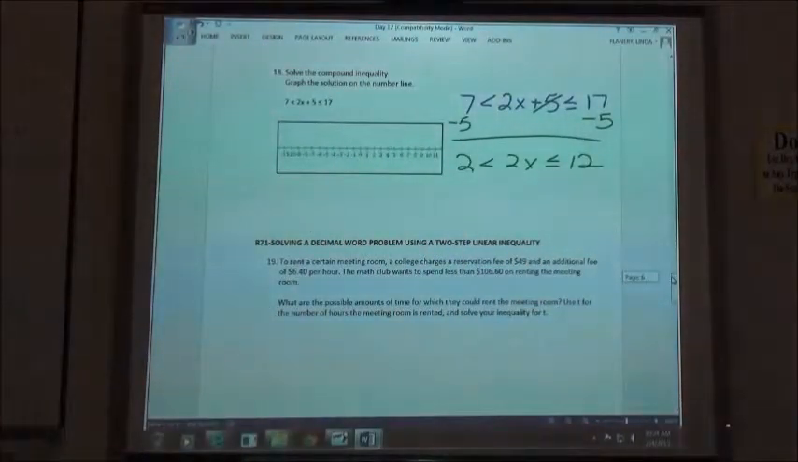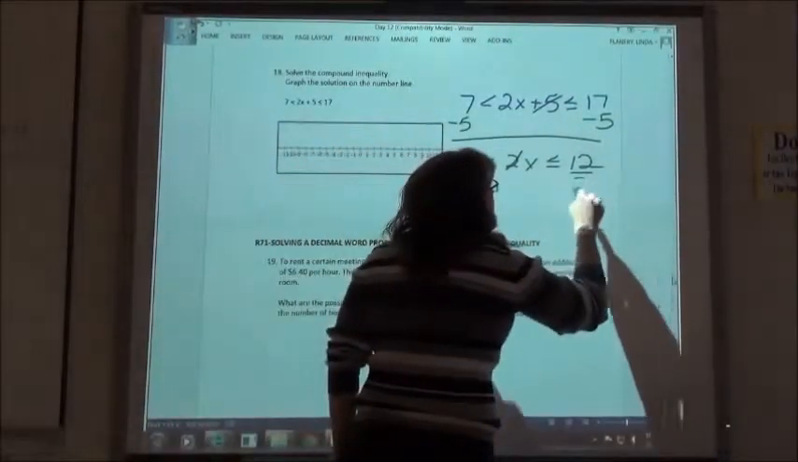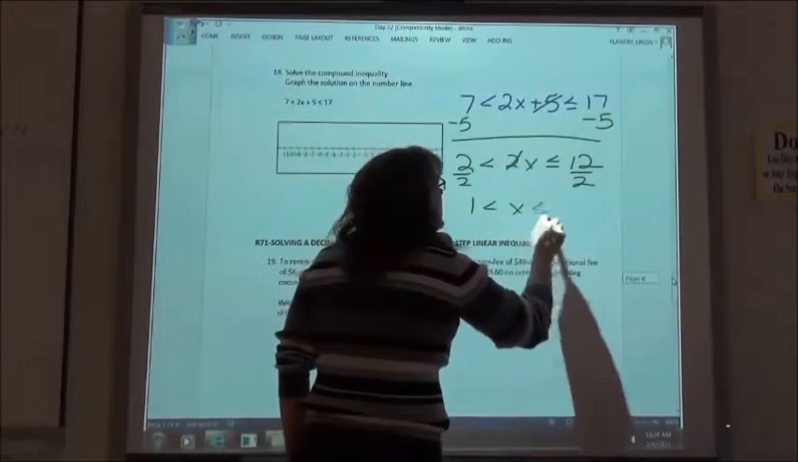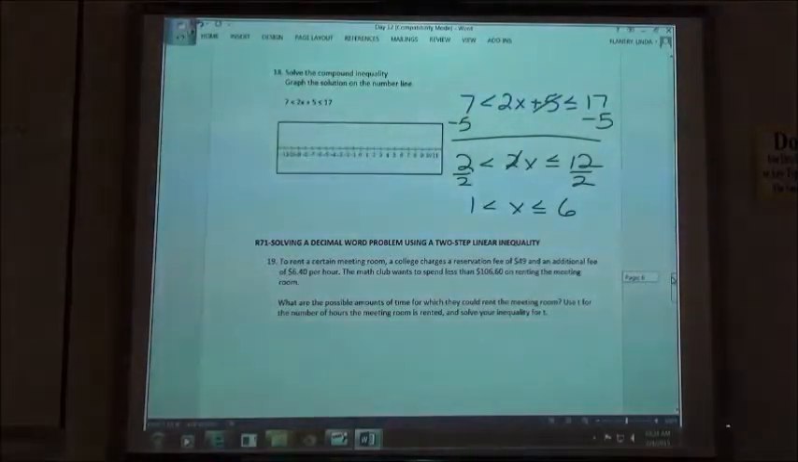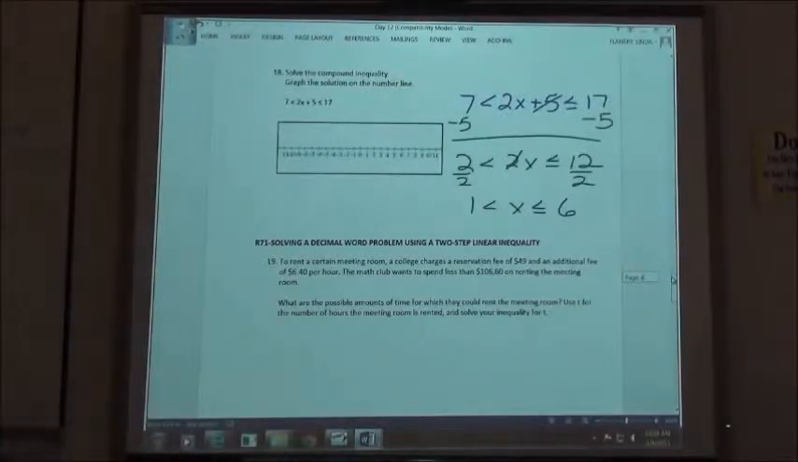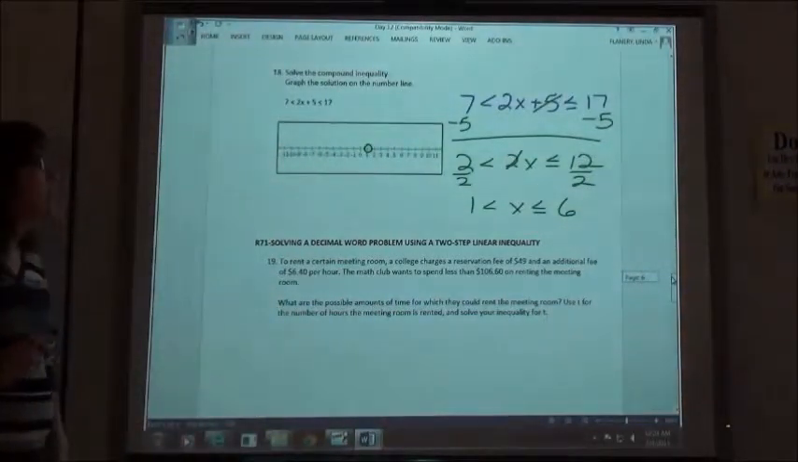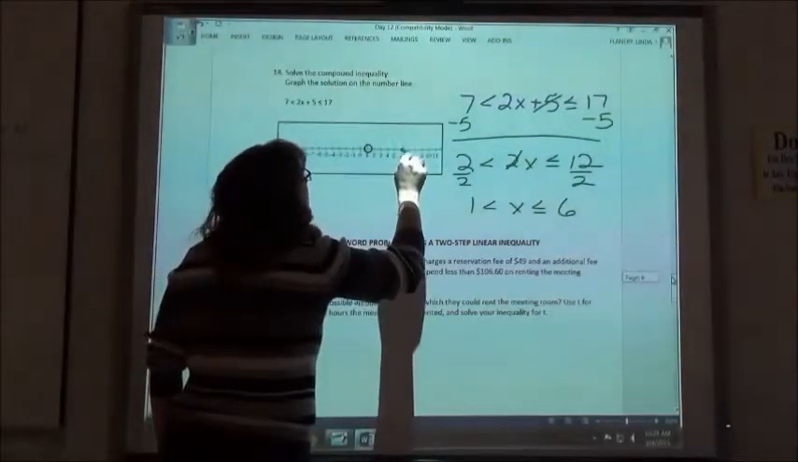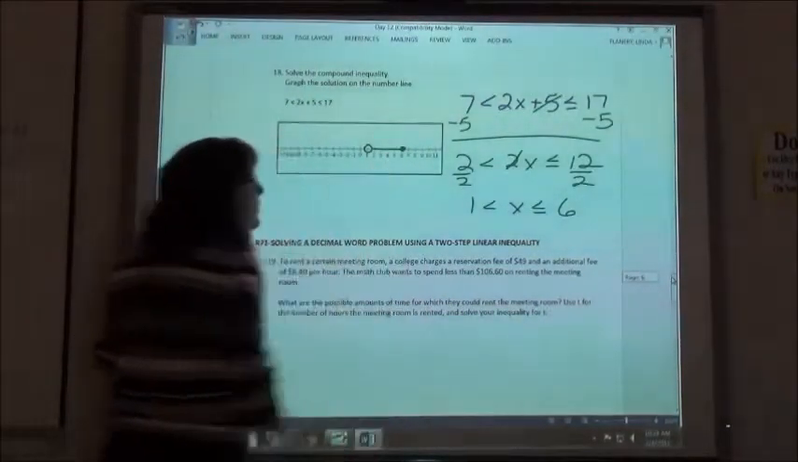Now I'm going to divide by 2. Again, I'm dividing by 2 on all parts. So 1 is less than x, which is less than or equal to 6. On the 1, what kind of end mark do I have? The open circle, because I'm not equal to the 1, so I put an open circle on that one. On the 6, a filled in circle. And where am I going to shade? In between those two dots, because x is in the middle of the 1 and the 6.